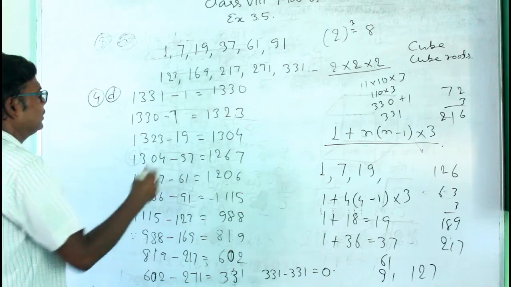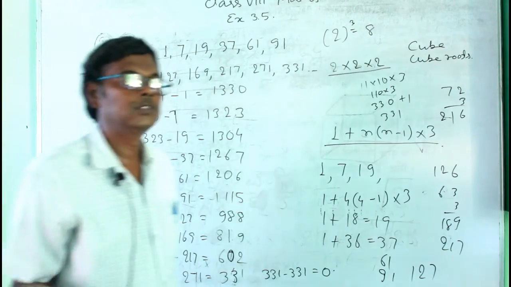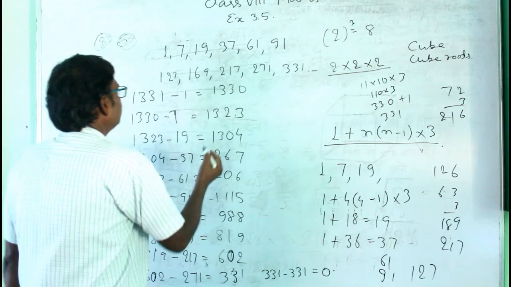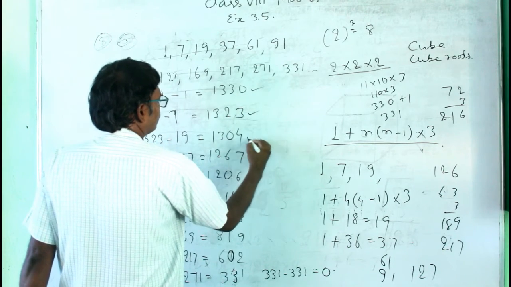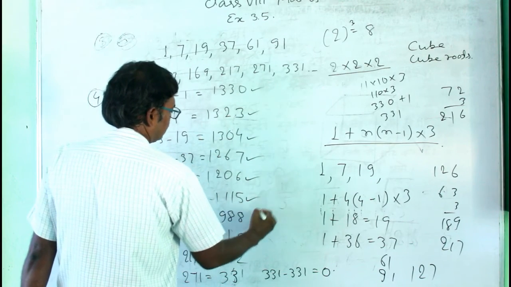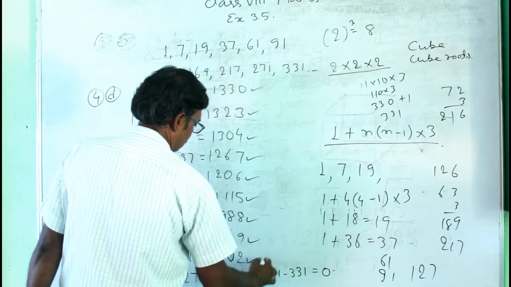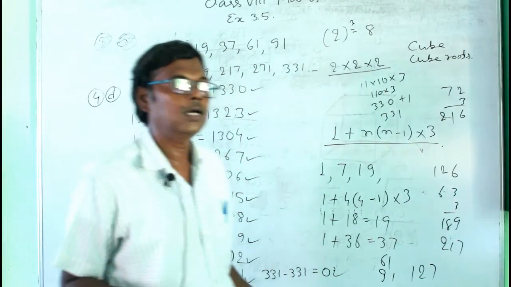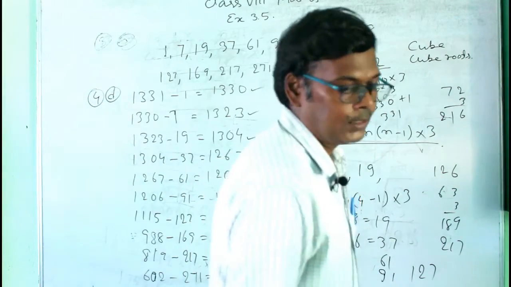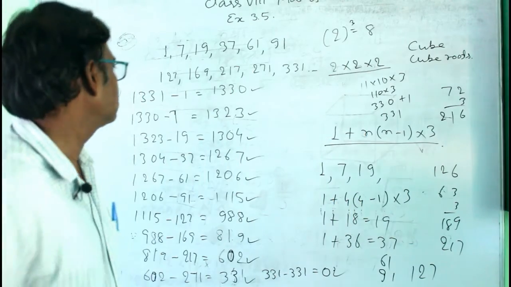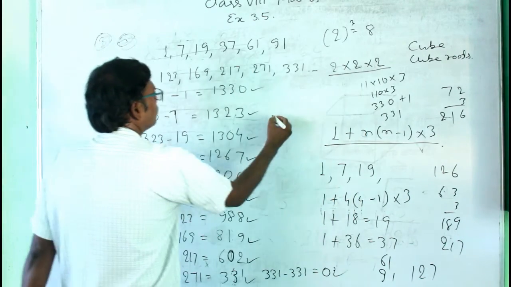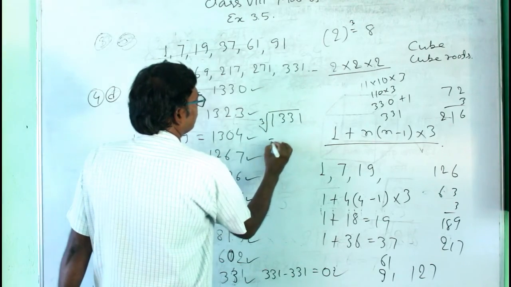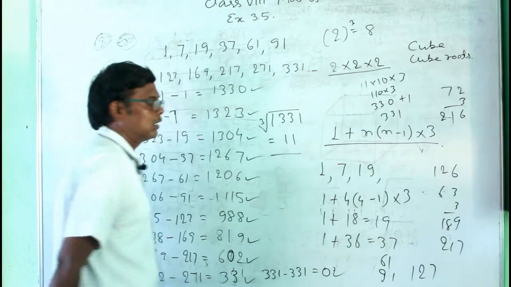Okay, now see in how many steps I have got 0, the difference here. So the steps are 1, 2, 3, 4, 5, 6, 7, 8, 9, 10 and 11. So in 11 steps I got the difference 0, and therefore the cube root of 1331 will be equal to 11. Okay, so this is the answer.